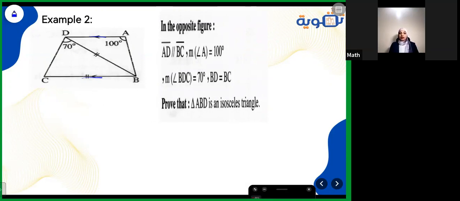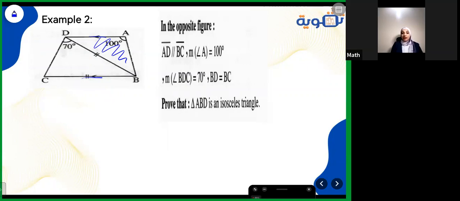Find or prove that triangle ABD, this triangle here, is isosceles. To prove a triangle is isosceles, I have to prove one of two things. You can either prove the two sides are equal in length, or you can prove the two angles are equal in measure. So, okay, I don't have any side length here in this figure. So I only have angles. That will help me.